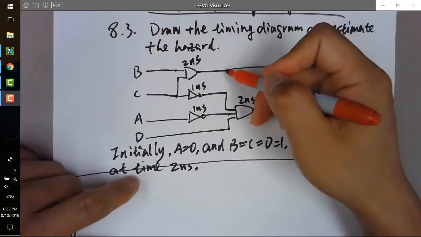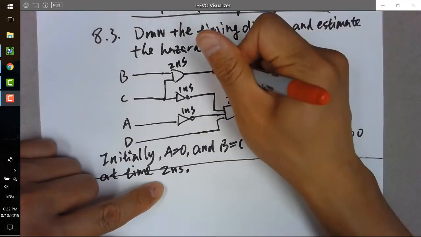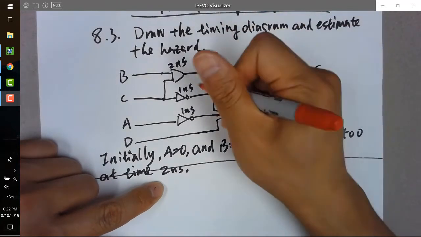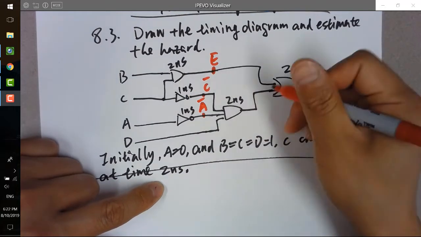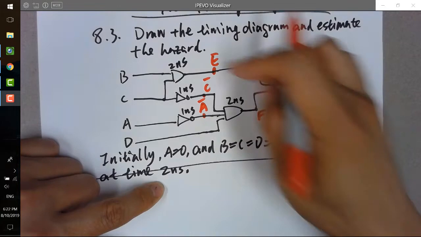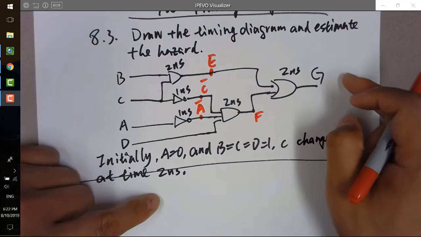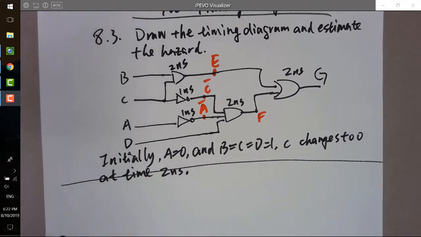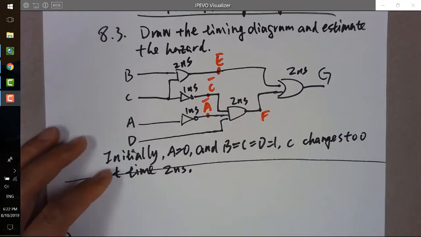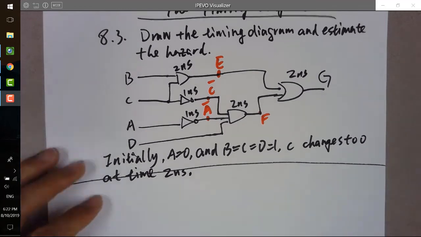Because you have some intermediate signals in the middle, let's name them. For example, this is definitely C bar, and this is definitely A bar. So this is E, this is F. So we have names for every network node in the circuit. And now we can draw the timing diagram based on all these things.